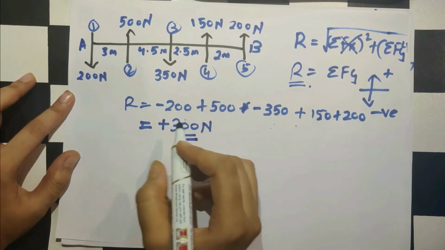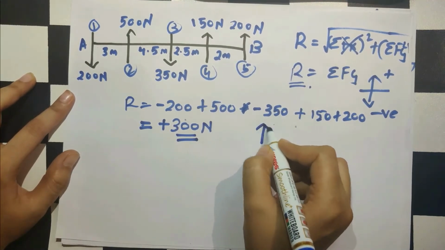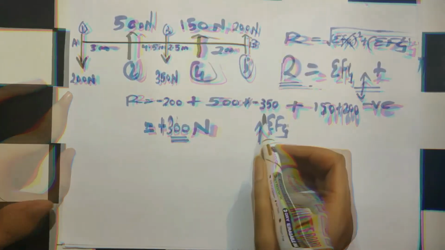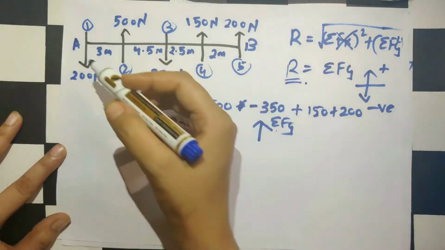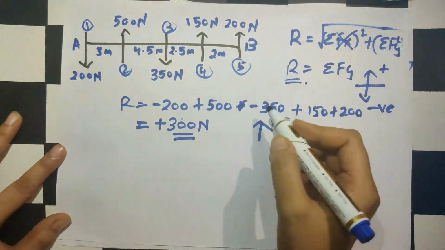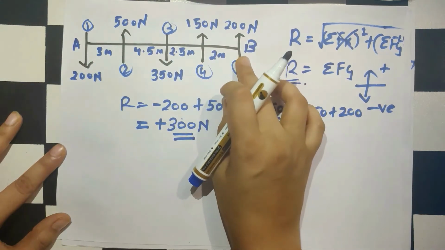300 is the magnitude, plus is the direction of this force, upwards. Our resultant force will act in upward direction. Means what? In this rod, if we don't apply all these forces and if we apply only one force in this upward direction, it will give the same effect.